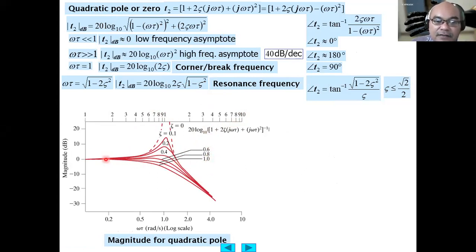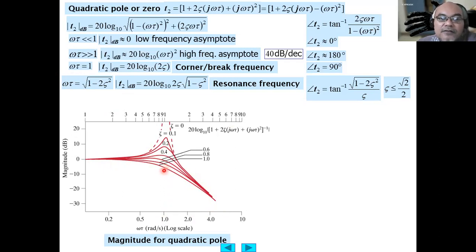If zeta is 1, it will be like this. This is the lowest curve. Okay, the low frequency asymptote is 0. The high frequency asymptote, when omega tau is much more than 1, decreases. So this is for pole. Pole means the denominator, that's why it's decreasing with a slope of 40 decibel per decade. Then at omega tau equals to 1, this is the value, the corner or break frequency.